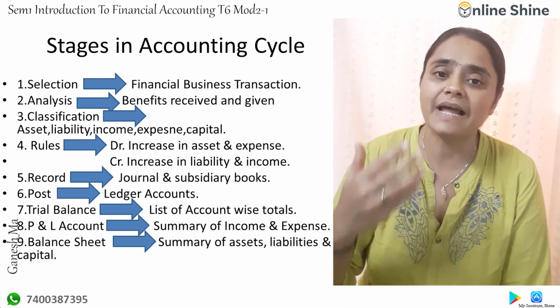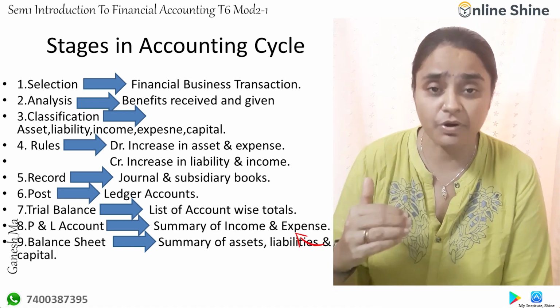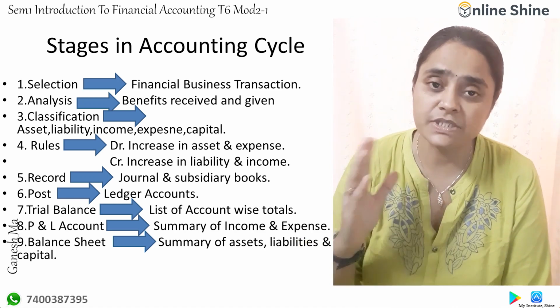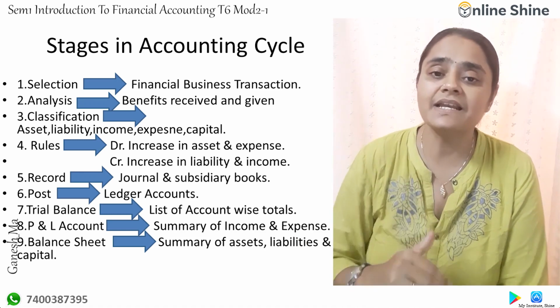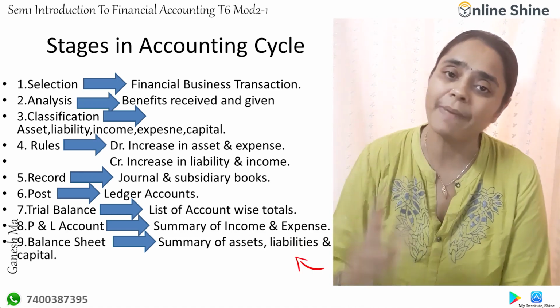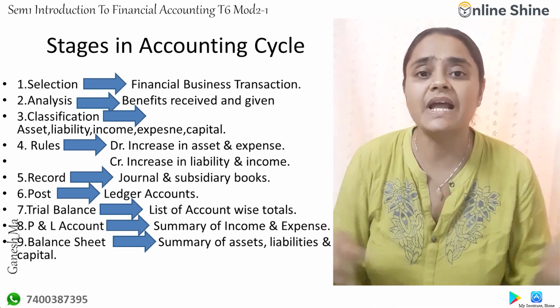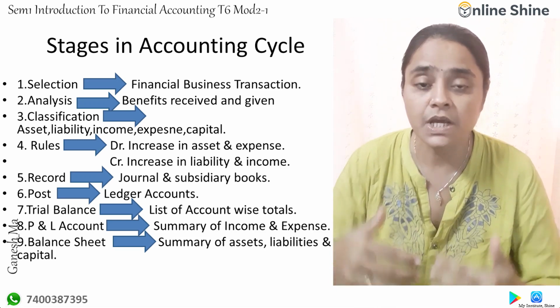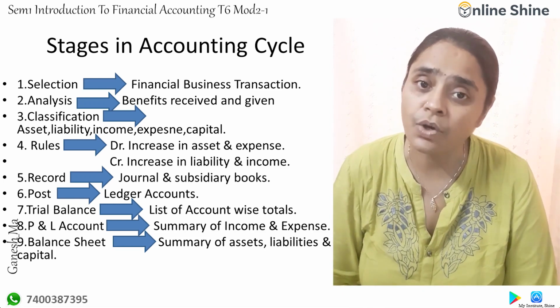Next, from the trial balance you can prepare the profit and loss account, from which you come to know what is the profit or what is the loss, what is the income and what are the expenses. And at the last stage, the 9th stage, is your balance sheet, which shows the financial position of your business, which shows the assets and liabilities of a business. So these are the 9 stages in your accounting cycle.